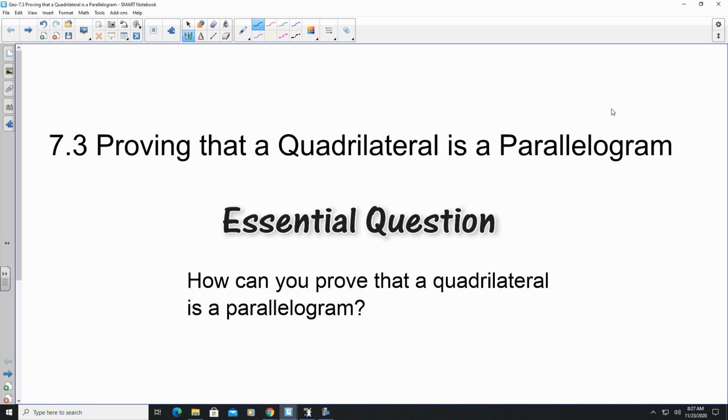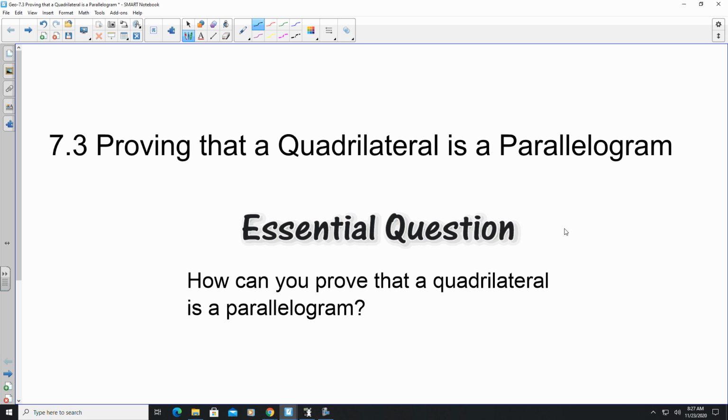Welcome to the video. In this lesson, we're going to be looking at section 7.3, where we're going to be proving that a quadrilateral is a parallelogram. So the question that they pose to us is, how can you prove that a quadrilateral is a parallelogram? Well, there are several theorems that are going to help us make that conclusion.